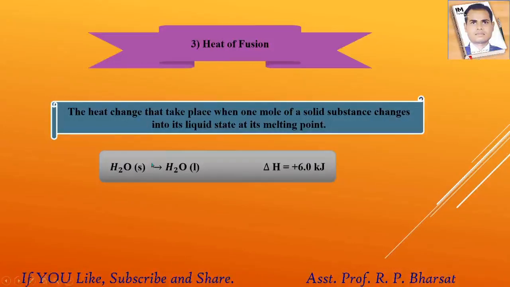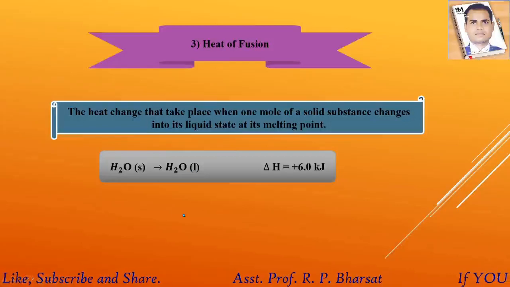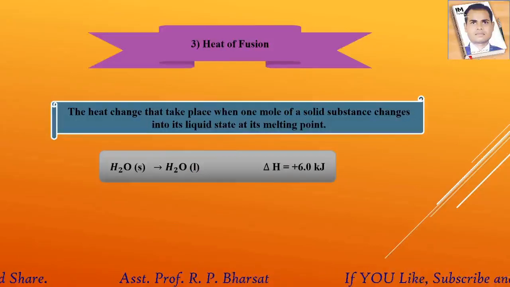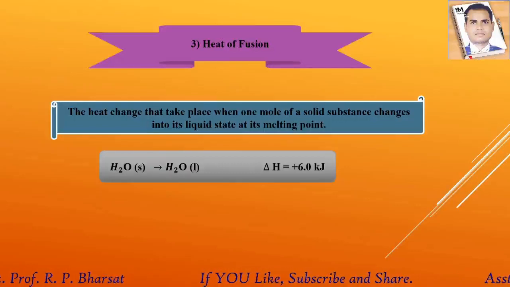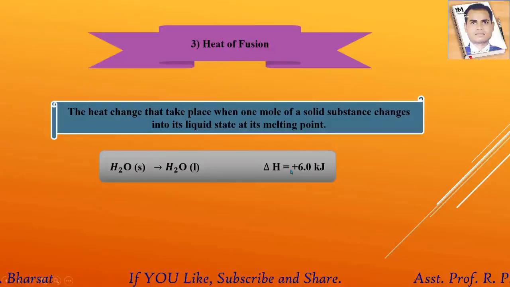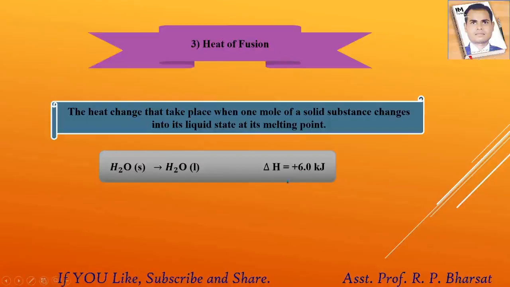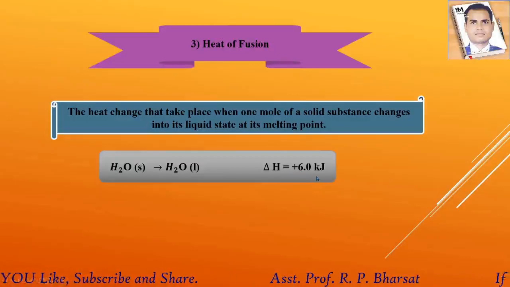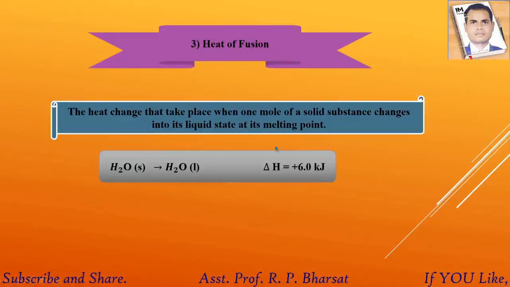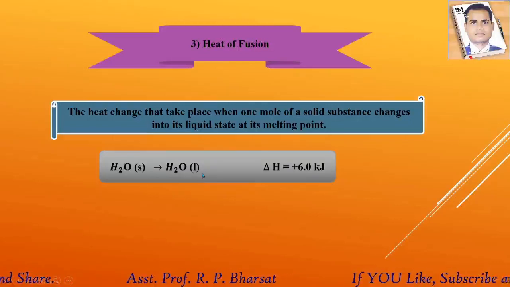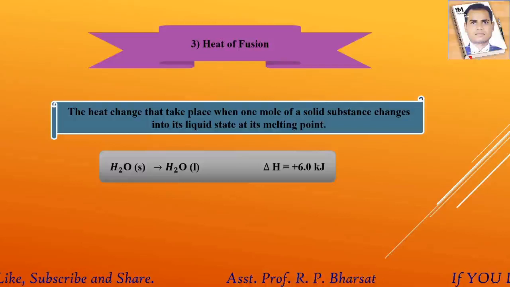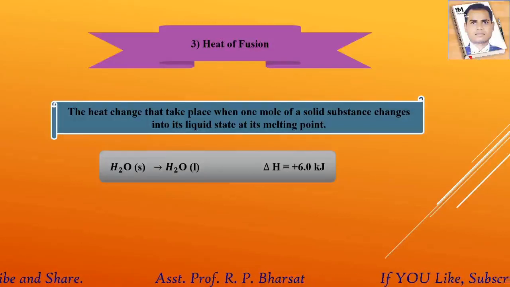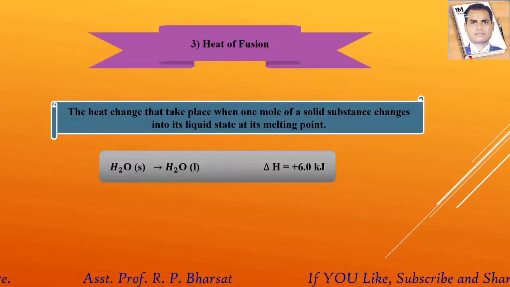It means in this reaction heat will be required by the solid for the melting process. And that's why you can see delta H has a plus sign. That is plus 6 kilojoules required for that process. That means it is absorbed by any solid substance when it is going into a liquid state.